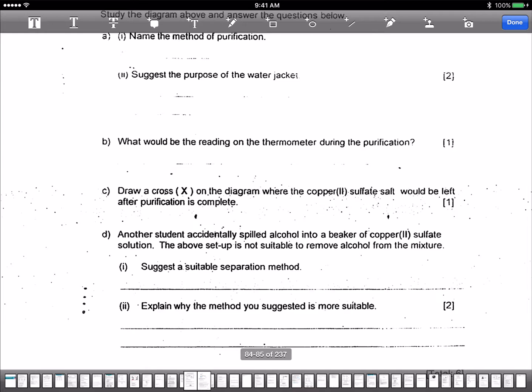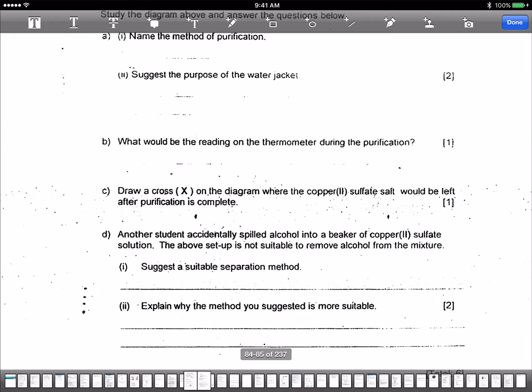No, use vapor chromatography. No, just now we saw. Crystallization. No, we saw it just now. Evaporation. No. Filtration. No. Distillation. No, this is distillation already. Which one is better than distillation? Fractional distillation. Oh. Yeah.